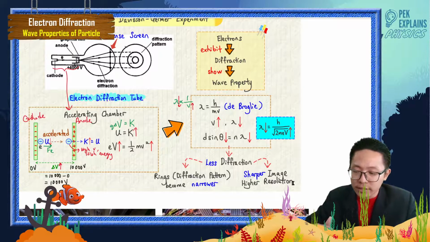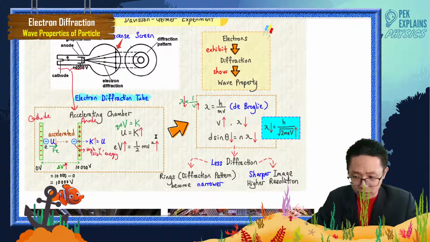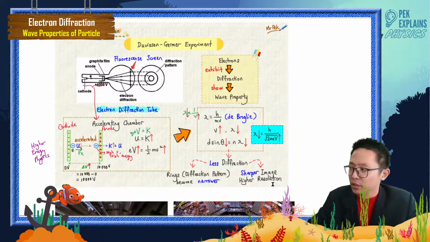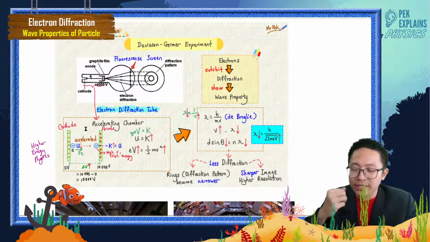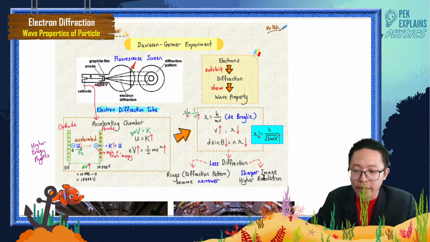So what's the reason why you want to accelerate the electron to a high velocity? Because you want to get a smaller wavelength, so that you have less diffraction, a sharper image and higher resolution. This is especially important for the electron microscope. If you want to observe a smaller microorganism with a sharper image and higher resolution, you need this accelerating chamber that accelerates the electron to a very high speed. At very high speed, you have a small wavelength, less diffraction, and a sharper image.